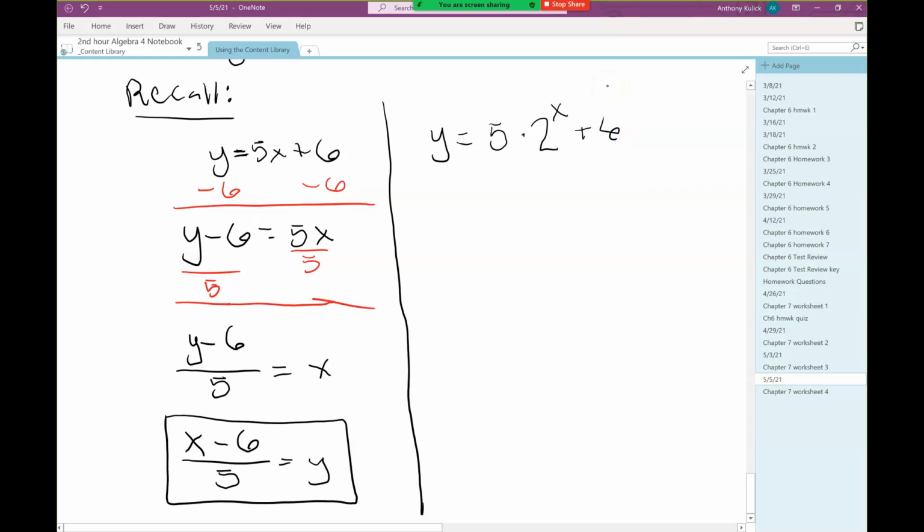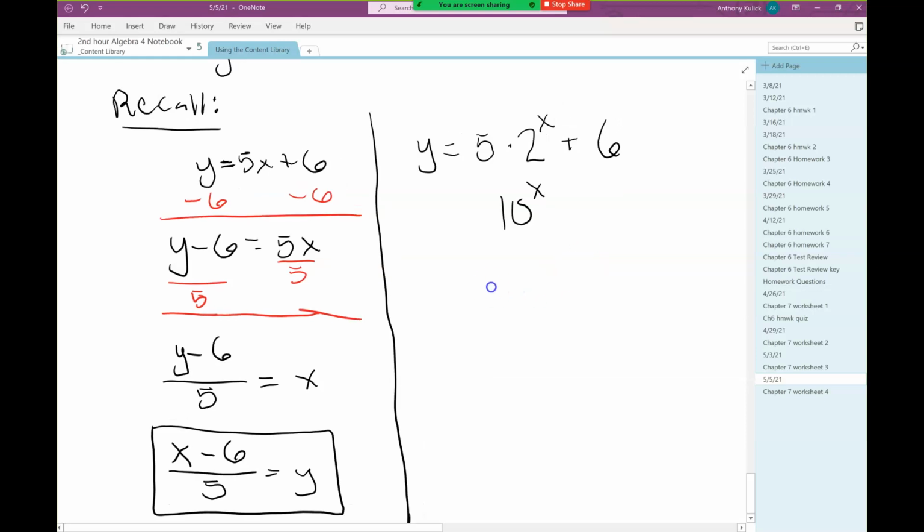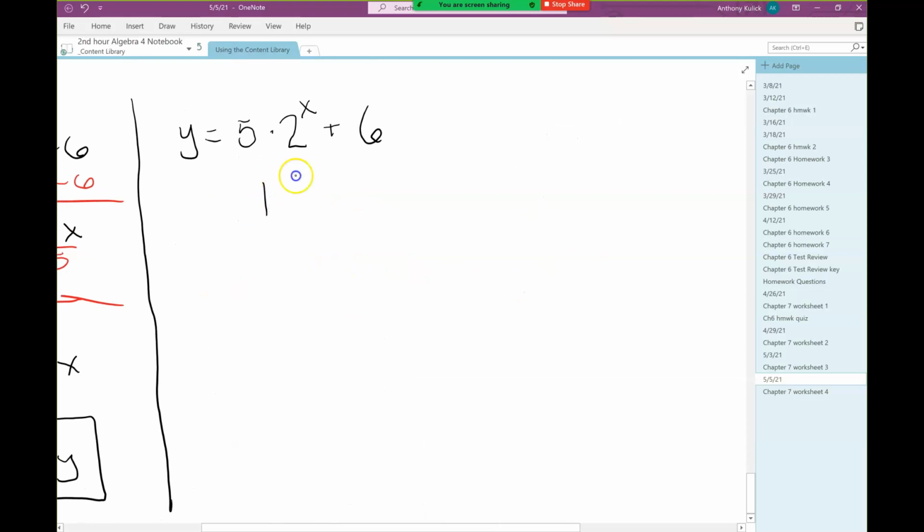So let's say we want to do y equals 5 times, what is that letter? That's supposed to be a 6. 5 times 2 to the x plus 6. First things first. Can I say 5 times 2 to the x is equal to 10 to the x? Is that okay? Nope. Never okay to do that. And you're like, wait a minute, Mr. Booth, we've done a bunch of stuff like that all over the place. No. You have to be quite careful here.